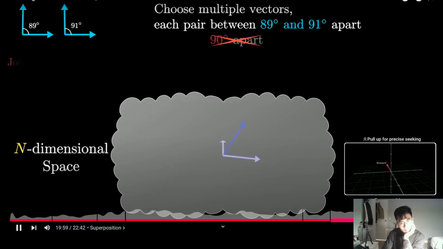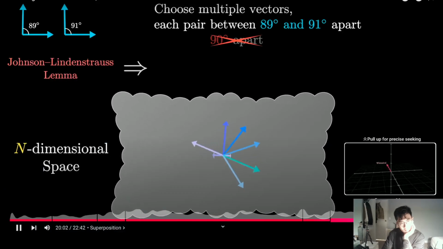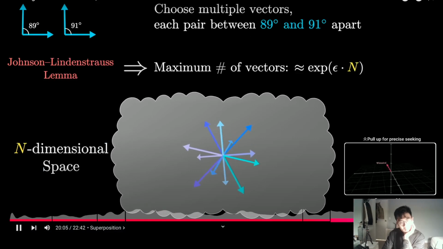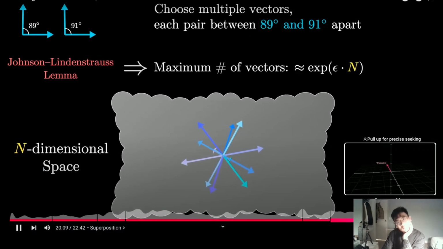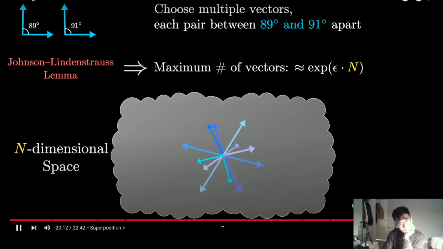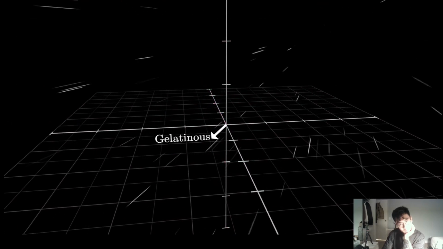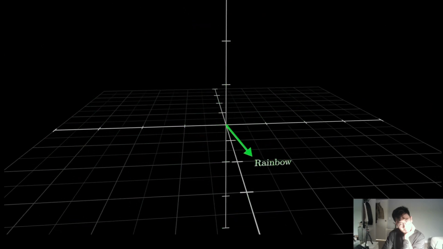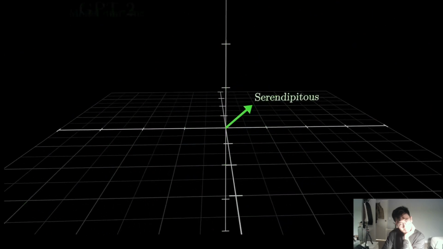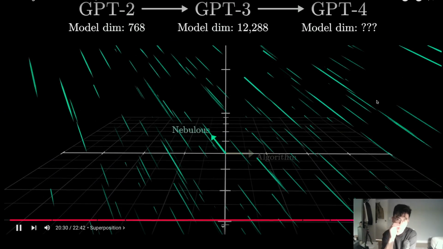In general, a consequence of something known as the Johnson-Lindenstrauss lemma is that the number of vectors you can cram into a space that are nearly perpendicular like this grows exponentially with the number of dimensions. This is very significant for large language models, which might benefit from associating independent ideas with nearly perpendicular directions. It means that it's possible for it to store many, many more ideas than there are dimensions in the space that it's allotted. This might partially explain why model performance seems to scale so well with size.